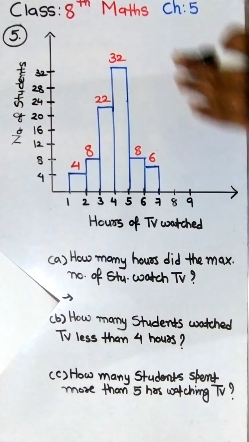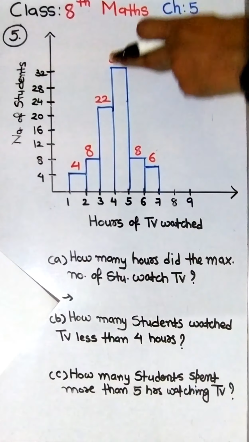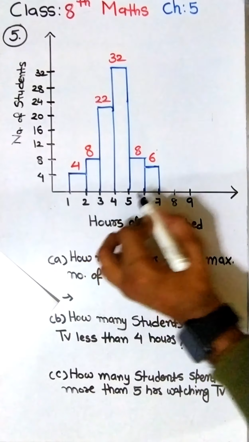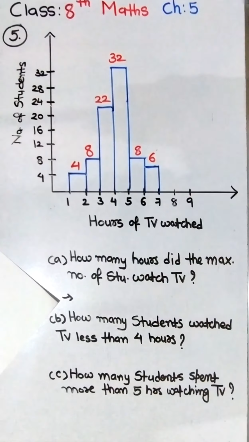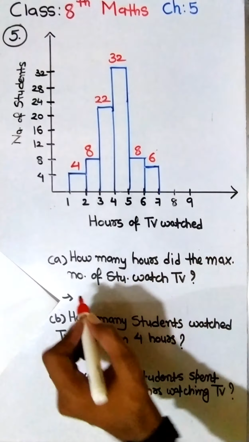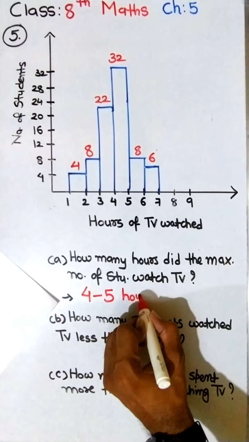So over here if you see, the maximum number of students is 32, and that column shows that it is 4 to 5 hours. So what will be our answer? That the maximum number of students watch TV for 4 to 5 hours.